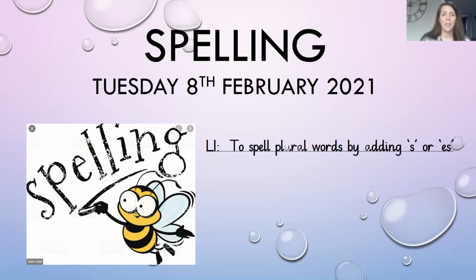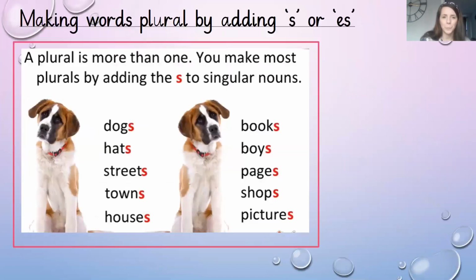So today and this week we are learning to spell plural words by adding S or ES. A plural is when you have more than one. So if you have the word dog, and to make it plural, so you're talking about more than one dog, we put S at the end to make dogs.